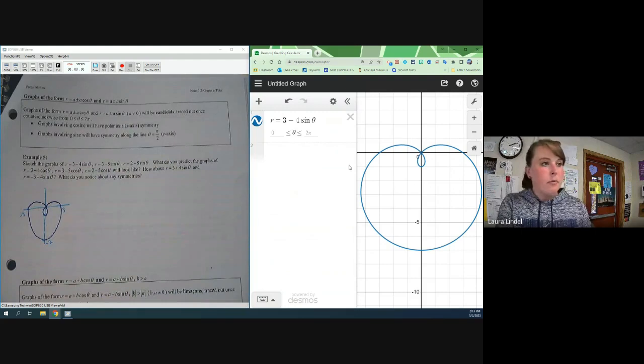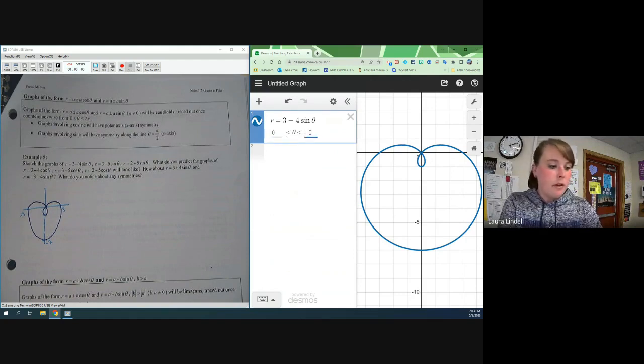All right, it's also important to note that all the graphs we've looked at so far fully trace out in 0 to 2 pi. So Desmos automatically traces it out all the way for us, but if I only traced out 0 to pi, it would only draw part of my graph. So these are other kind of interesting things to note. If I went from 0 to 4 pi, it would trace my graph twice. But anyways, there we go, 3 minus 4 sine theta.